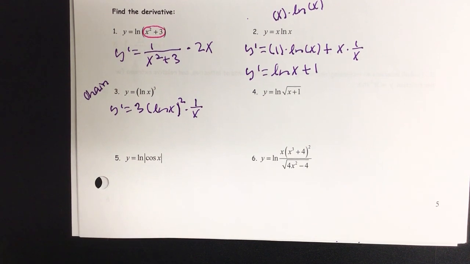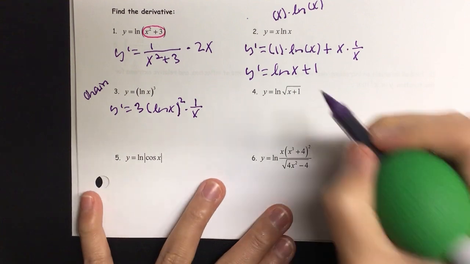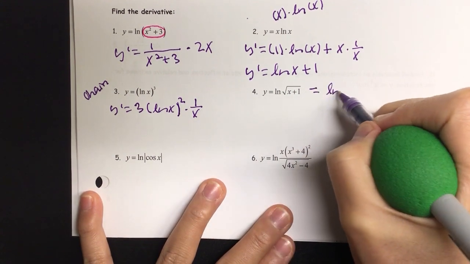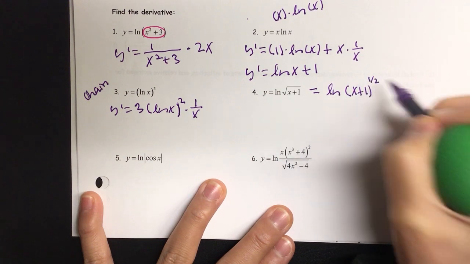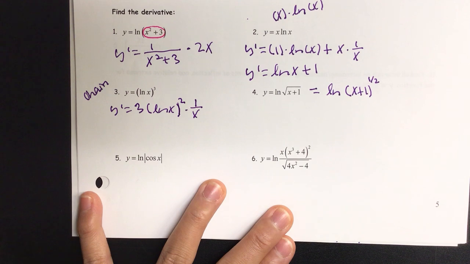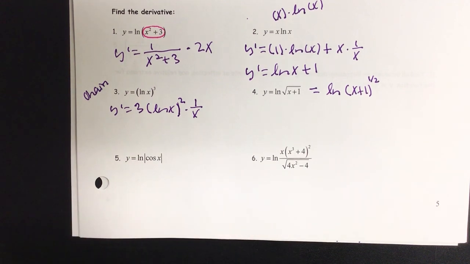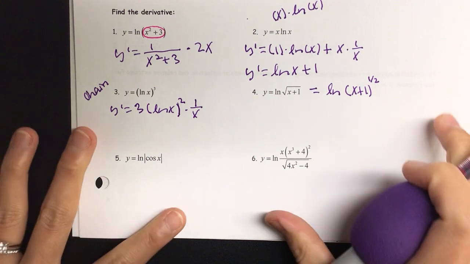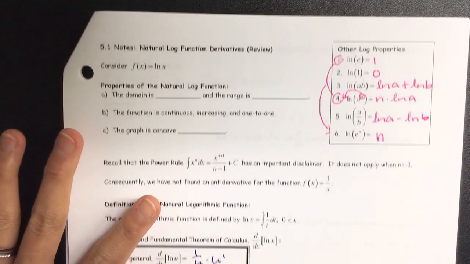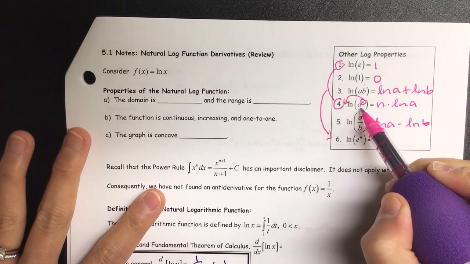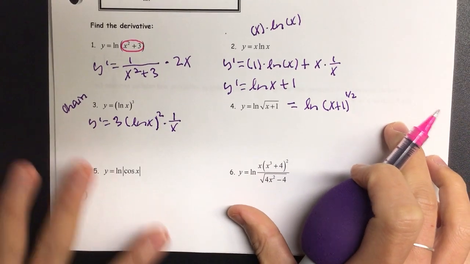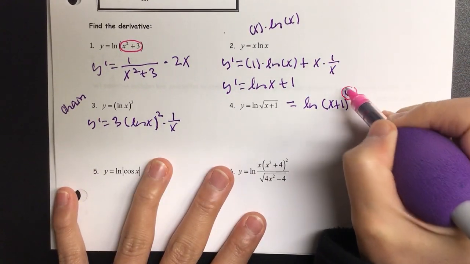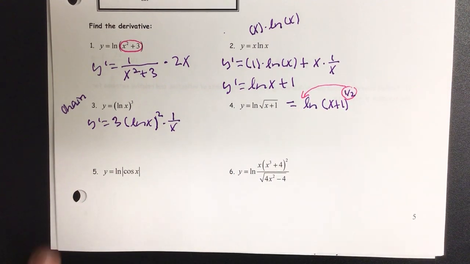All right, the next piece, number 4. Let's start by rewriting this. This is natural log of x plus 1, to the 1/2. This is not chain rule. The 1/2 is not being applied to the natural log and everything in it. Okay? So let's go back to our rule number 4. On rule number 4, it says if you have natural log of some component to a power, that power comes to the front. Who is my power that's going to come to the front? This one. And we're not doing anything but rewriting right now.